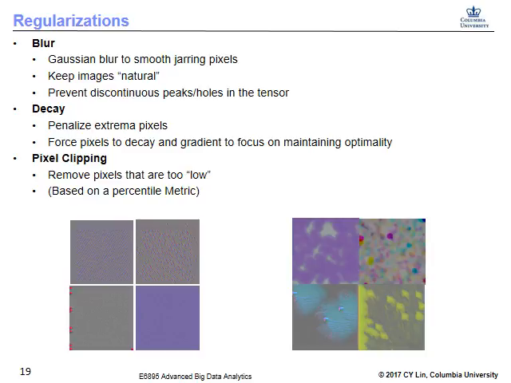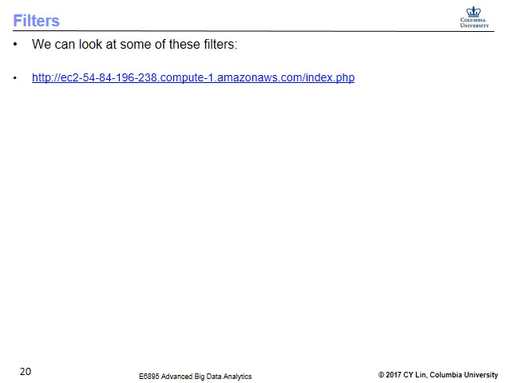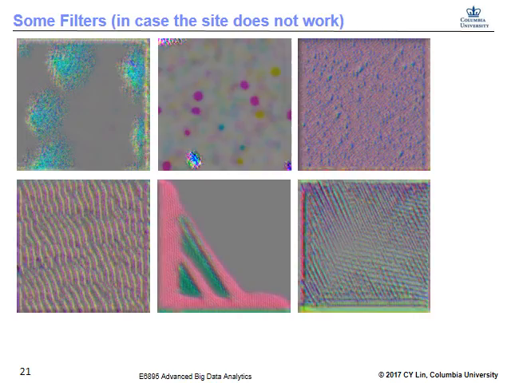So here we can look at the results of regularization. These are some results from before regularization, and after we see that they are much more interesting. Rather, it's easier to visualize what's going on. It's easier to see more details. This is a website where some of the filters are stored as long as the website is up, and I ask you to take a look at them. And again, in some cases, the site doesn't work.